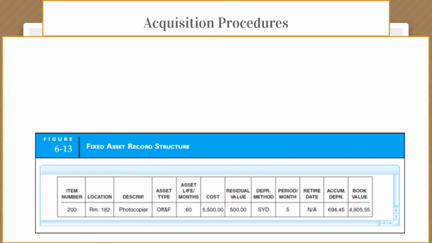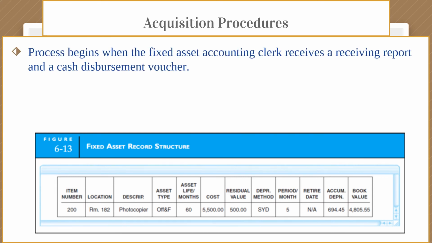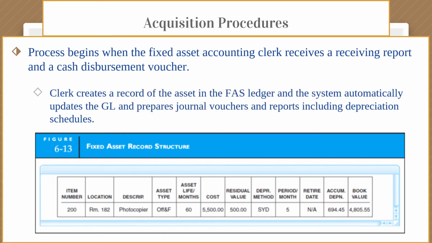The activities under the computer-based acquisition procedures of the fixed assets start when the fixed assets accounting clerk receives a receiving report of these items from the vendor and a cash disbursement voucher. So the clerk creates a record of the assets in the fixed assets ledger, and the system automatically updates the general ledger and prepares journal vouchers, and reports include the depreciation schedules.